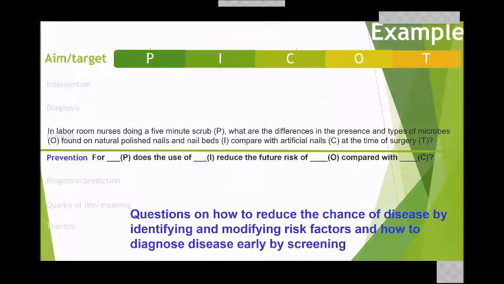So the question in prevention is on how to reduce a chance of disease by identifying or modifying risk factors, and how to diagnose the disease early by screening.